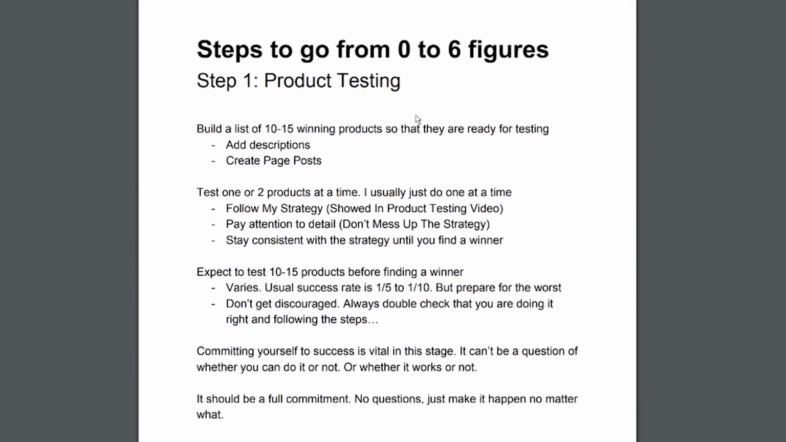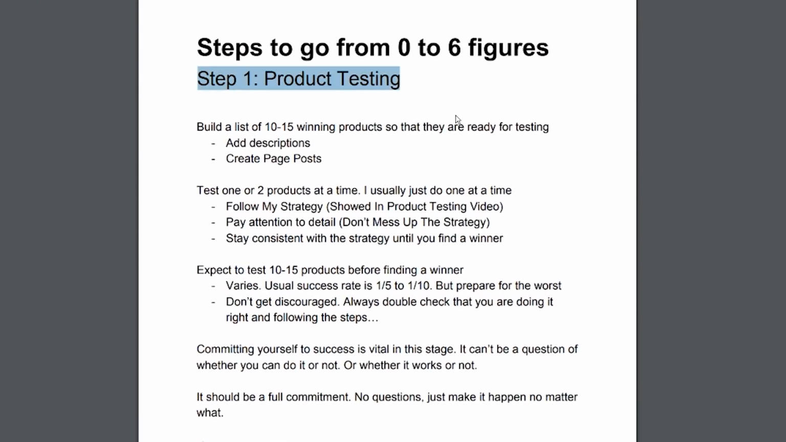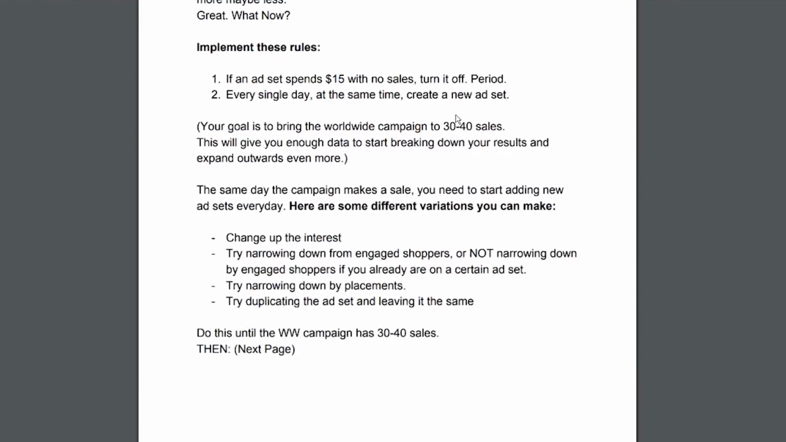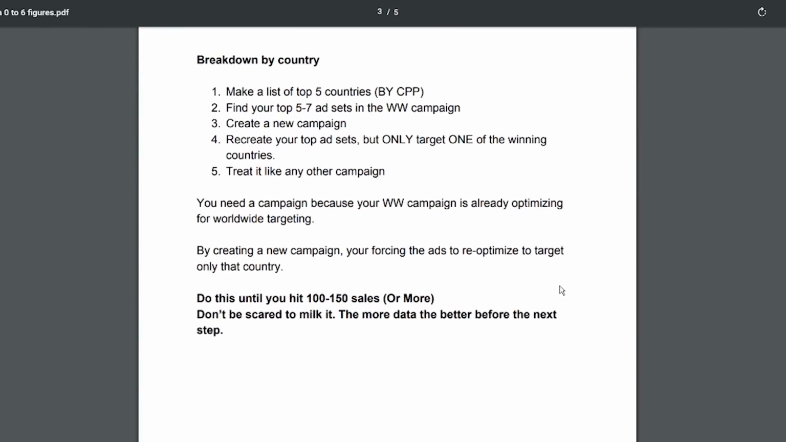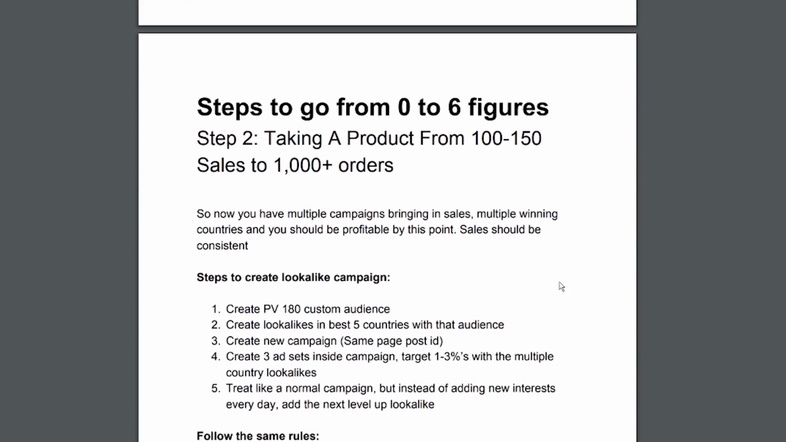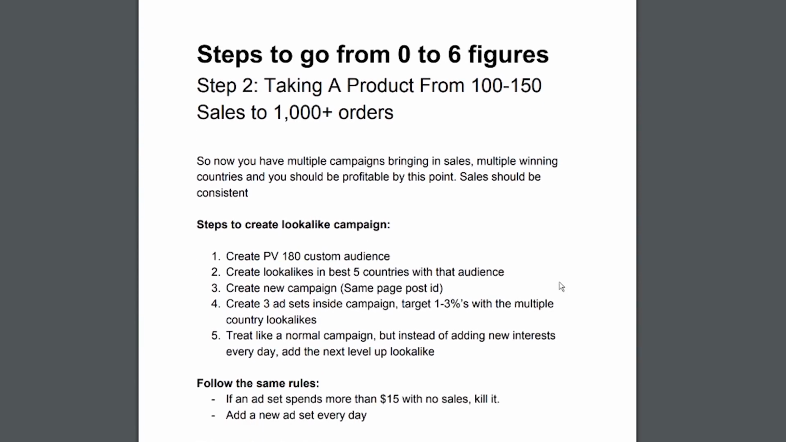Just to recap, if you haven't seen the other videos, step 1, we went over product testing. We went over what to do when you find a winning product and how to bring that to 100 to 150 sales, make it start getting consistent, start getting profitable. And now we're talking about how to bring that to its next level from that point. So let me set the scene.